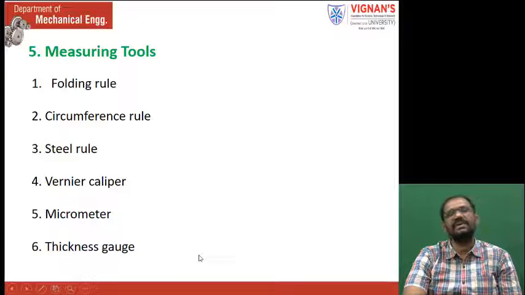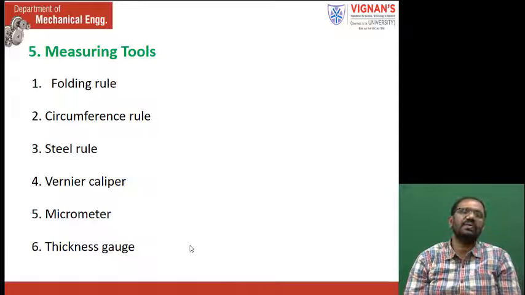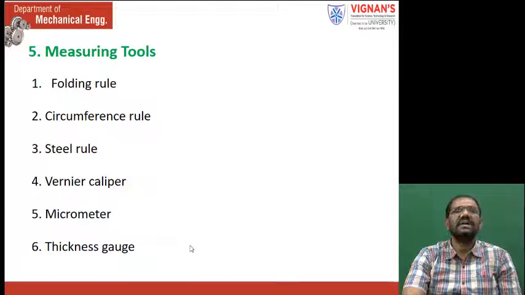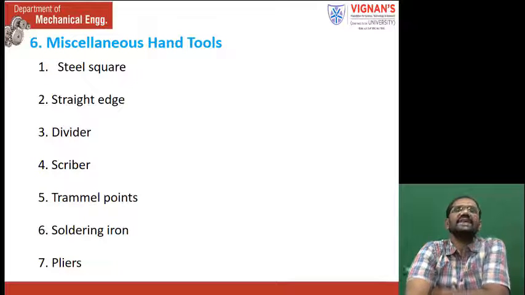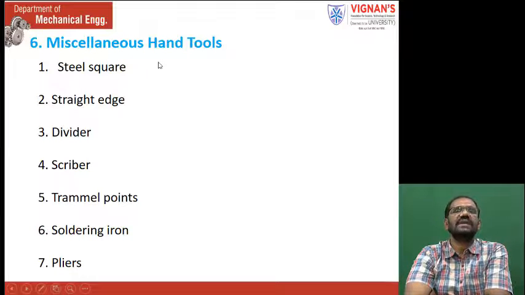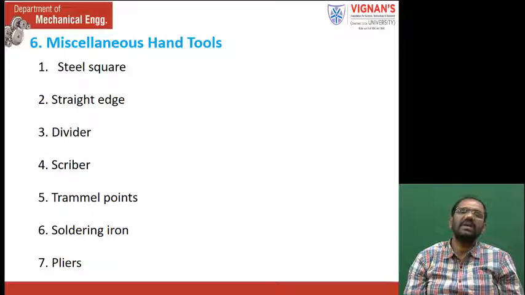For measuring thickness, I told you that less than 3 mm we call a sheet metal. How to measure its thickness? For that also we have gauges that we will see in the workshop. Miscellaneous hand tools: steel square, straight edge, divider, scriber, this is the trammel point, soldering iron, pliers. Some of these things you might have seen. However, you are going to see them in the workshop. We are going to show all these things in this tin smithy work also.